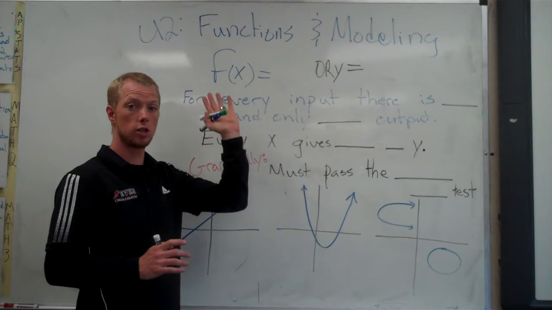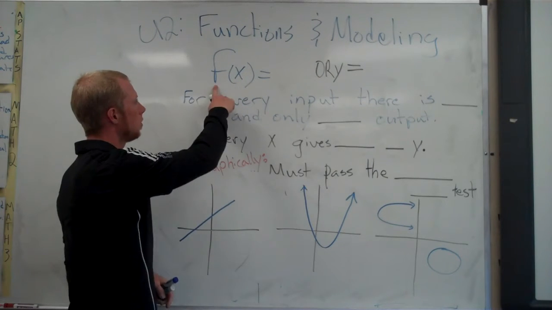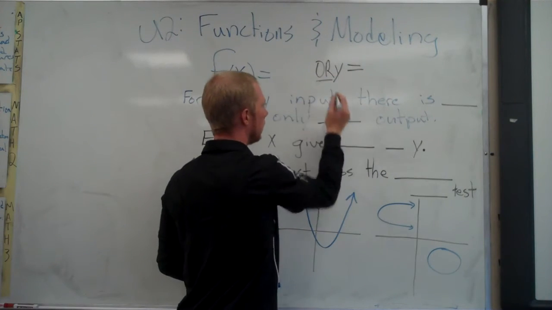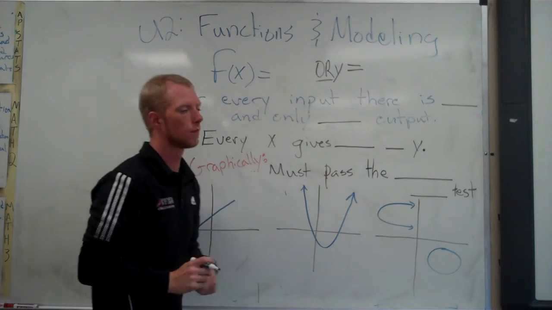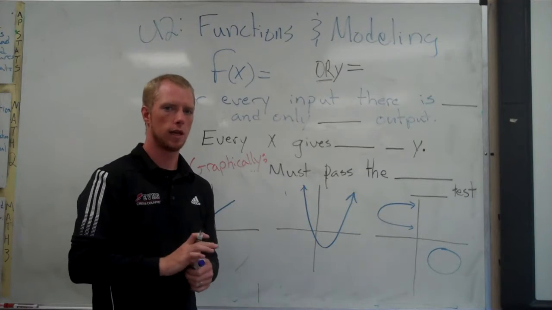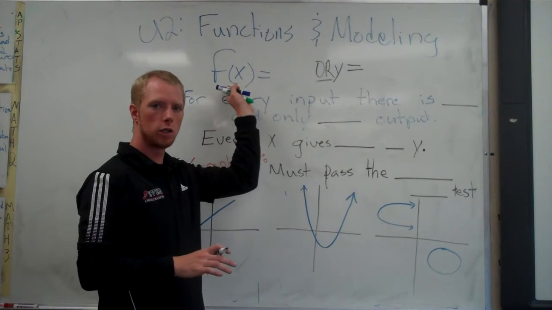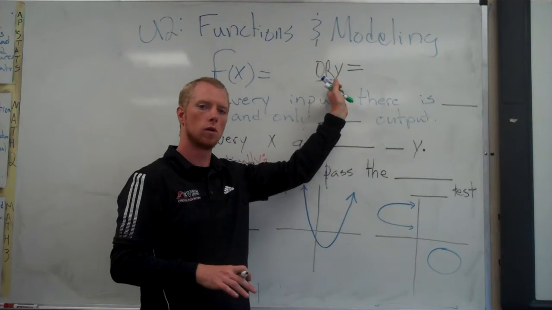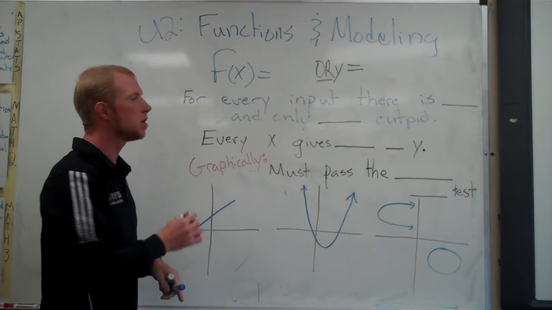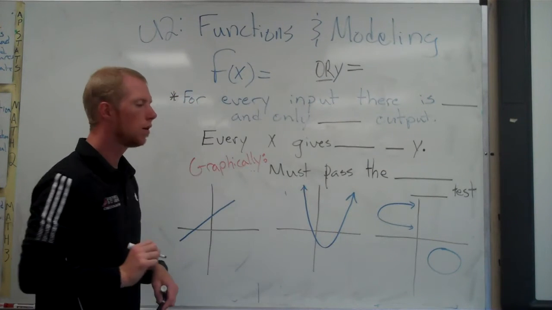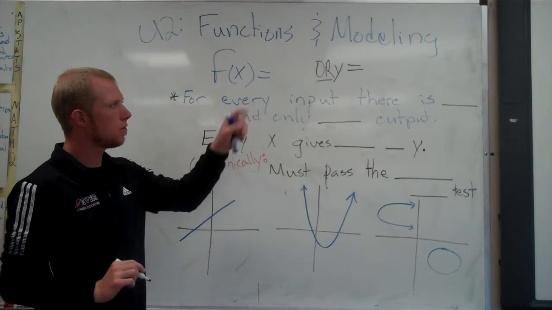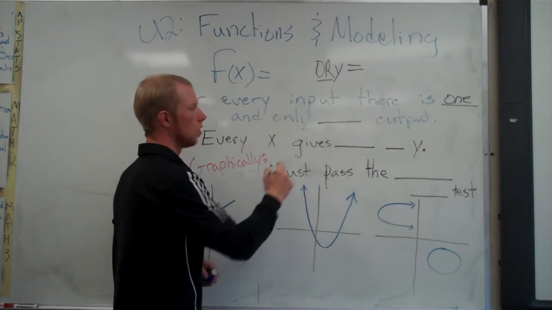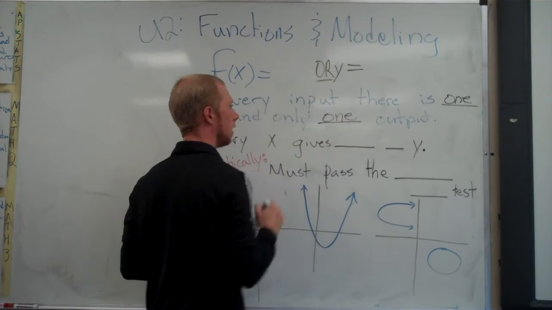One, you can see an equation. Those equations can be written as f of x equals, or they can be written as y equals. Either way is fine. Even though this is called function notation, you can have functions that have a y equals. The definition for a function is right here. It is that for every input there is one and only one output.